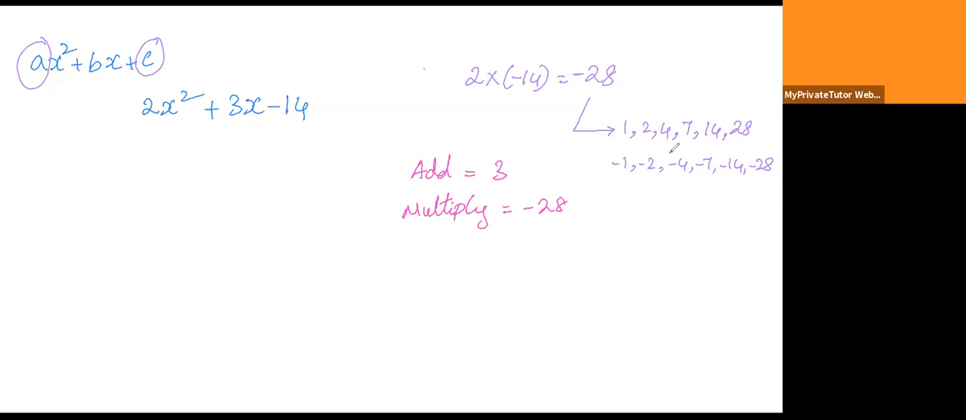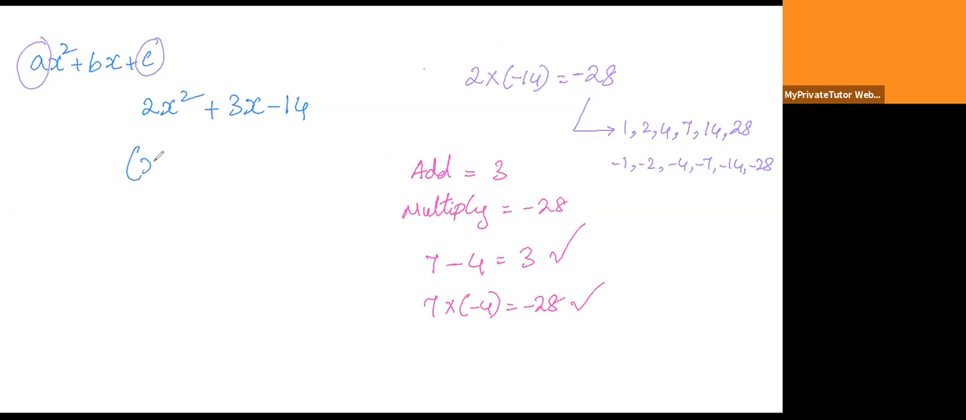Anyone? I got the answer from students: 7 comma minus 4. Okay, 7 and minus 4. Please add: 7 minus 4 becomes 3. That's correct. 7 times minus 4 becomes minus 28. That is also correct. So we just need to go ahead with those two values, 7 and minus 4.